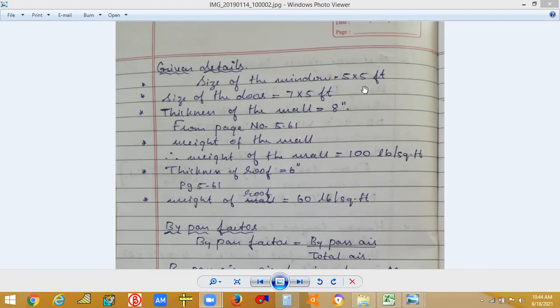The size of the window 5 into 5 feet, size of the door 7 into 5 feet, thickness of the wall 8 inch. From page number 5.61 with respect to 8 inch, we will be getting the weight of the wall as 100 pounds per square feet. Thickness of the roof is 6 and weight of the roof is 60 pounds. Okay.